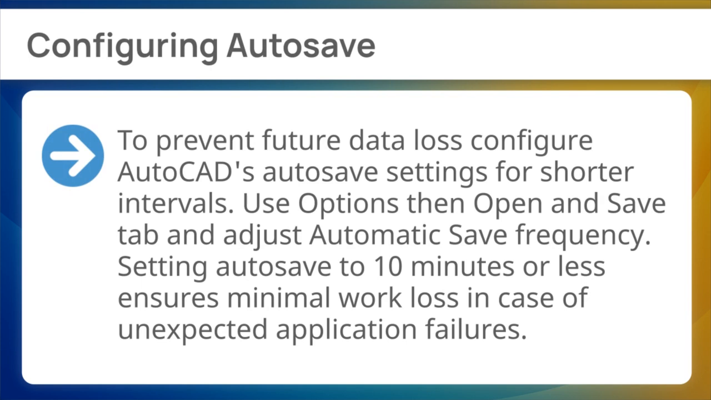Finally, configuring autosave. To prevent future data loss, configure AutoCAD's autosave settings for shorter intervals. Use Options, then the Open and Save tab, and adjust the automatic save frequency. Setting autosave to 10 minutes or less ensures minimal work loss in case of unexpected application failures.